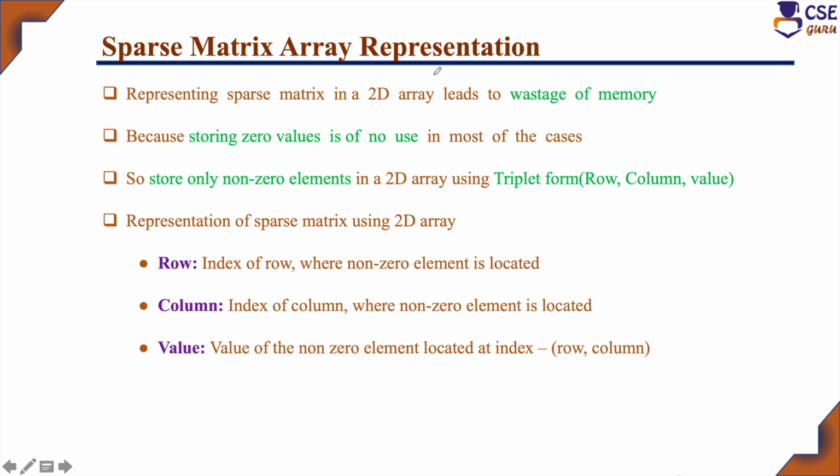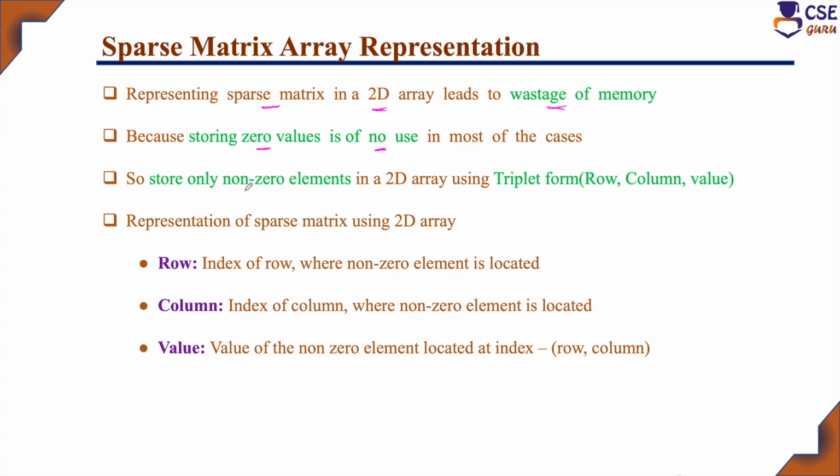So what do I mean by array representation? Generally, if you represent a sparse matrix as a 2D array, it will consist of more zero elements. Representing many zero elements in a two-dimensional array leads to wastage of memory, because storing zero values is of no use. If we consider only the non-zero elements, we can process. Zero elements are of no value, no use at all.